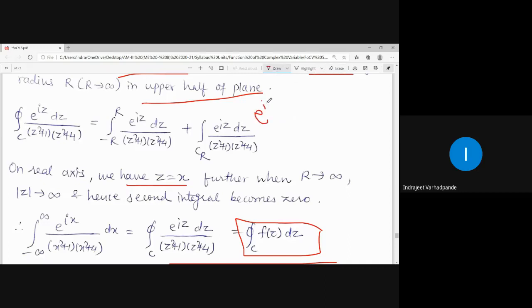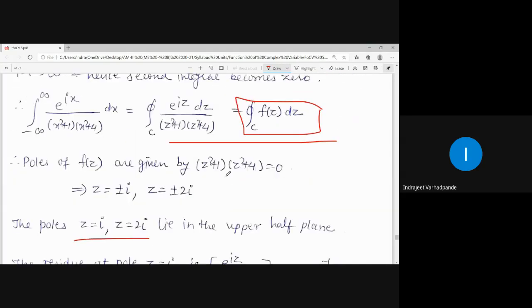e to the power i ax is equal to cos ax plus i times sin ax. Whenever it will be minus, it is e to the power minus i ax, and instead of plus it will be minus. So here what is the value of a? 1. Therefore it becomes e to the power ix only. The real part of e to the power ix is cos x. Imaginary part किसके लिए लिखा जाएगा? Sin के लिए लिखा जाएगा.